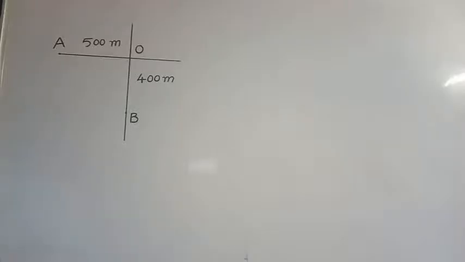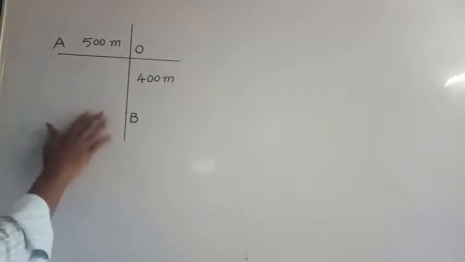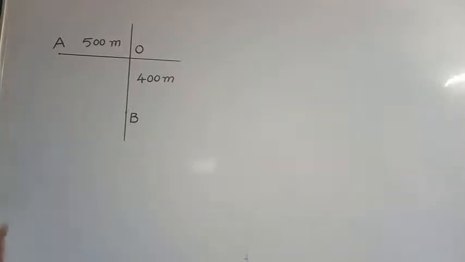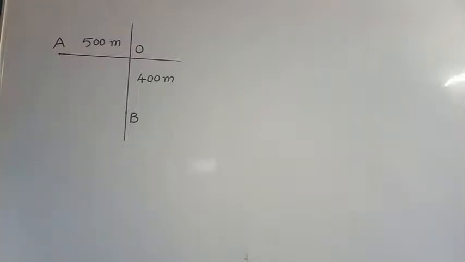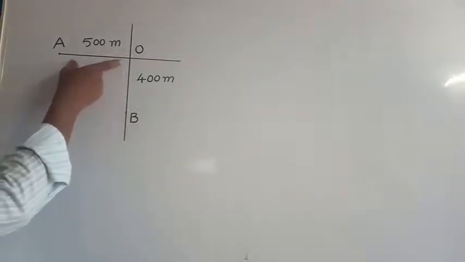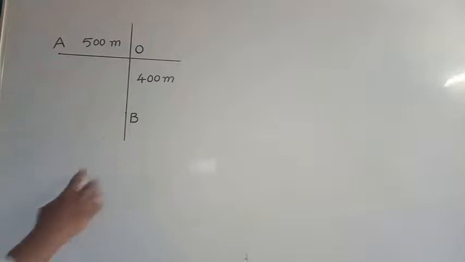According to the given problem, there are two cars, car A and car B. Car A is moving from west to east. Car B is moving from south to north. These two cars are initially at a distance. Car A is at a distance of 500 meters from the intersection point. Car B is at a distance of 400 meters from the intersection point.